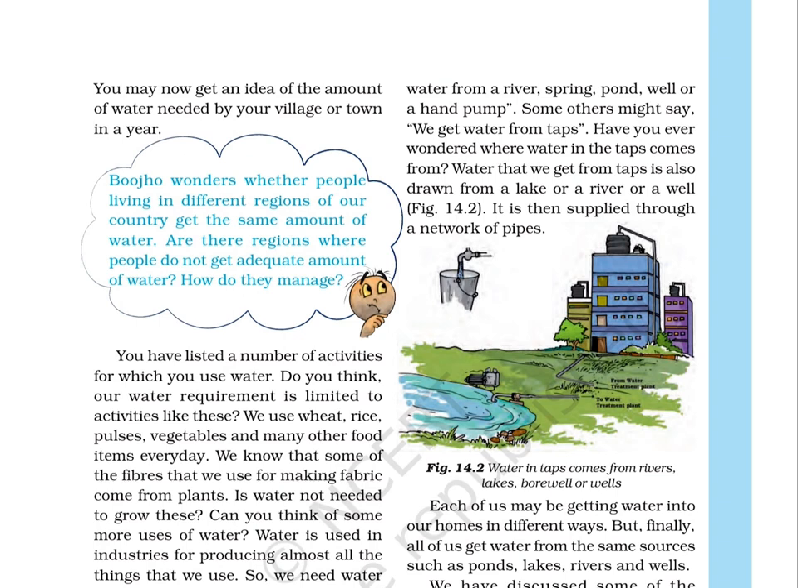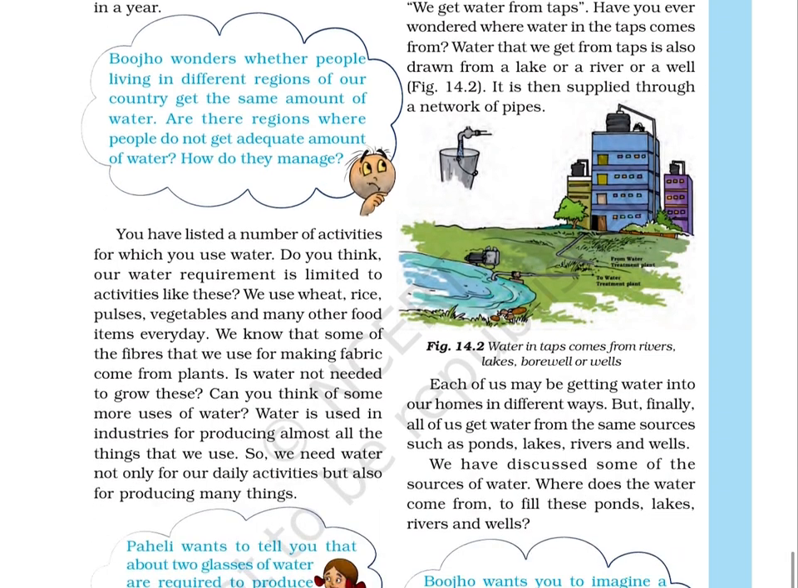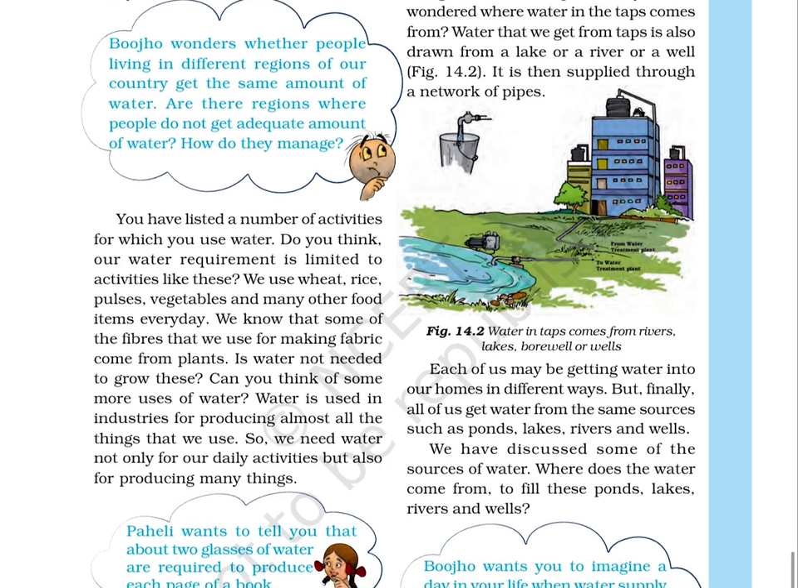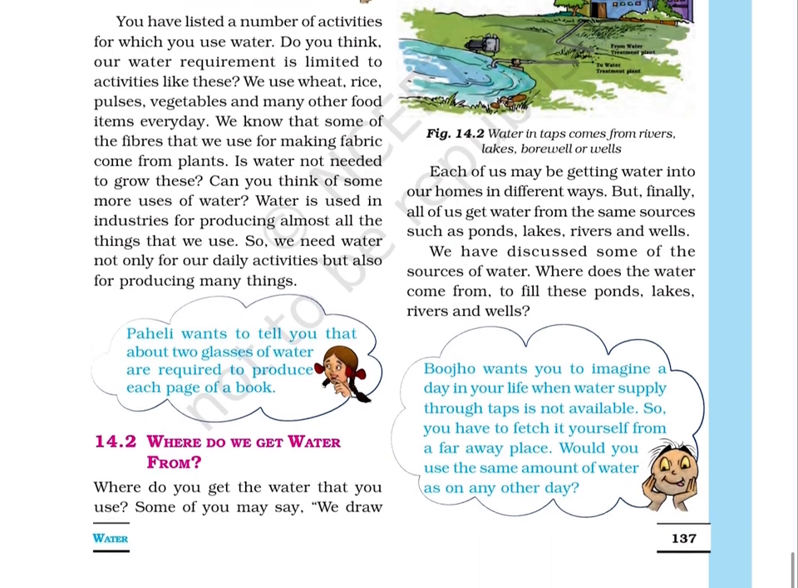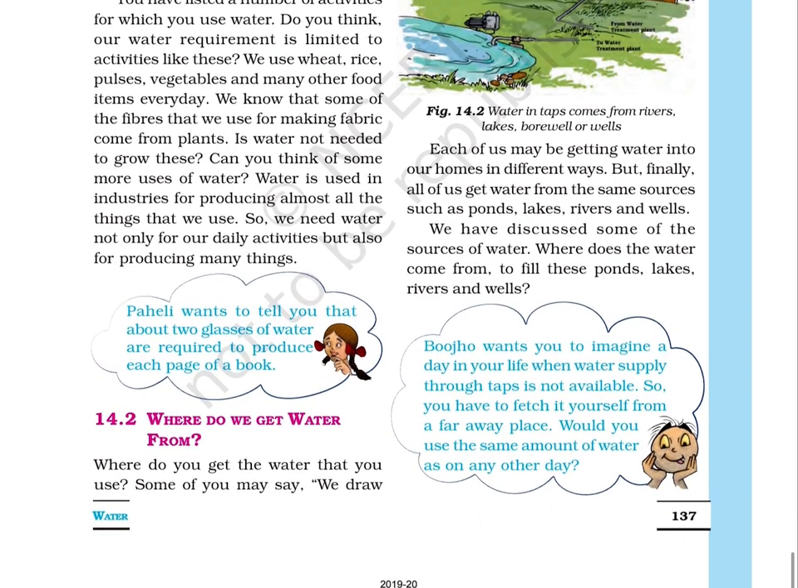We use wheat, rice, pulses, vegetables, and many other food items every day. We know that some of the fibers that we use for making fabric come from plants. Is water not needed to grow these? Can you think of some more uses of water? Water is used in industries for producing almost all the things that we use. So, we need water not only for our daily activities but also for producing many things. Paheli wants to tell you that about 2 glasses of water are required to produce each page of a book.